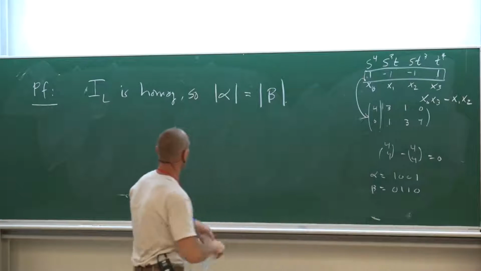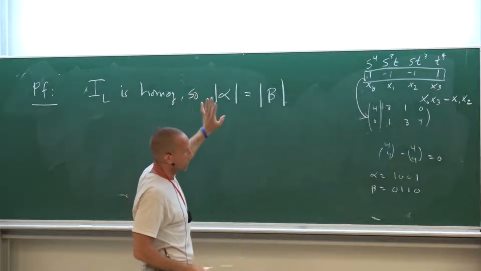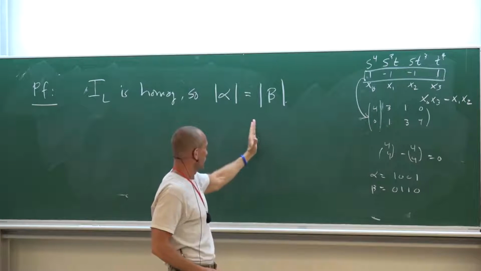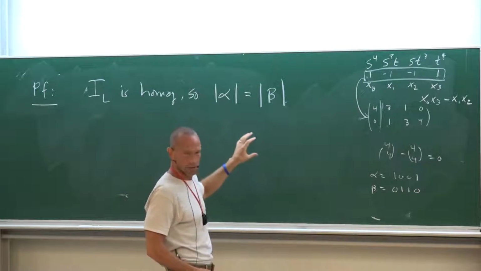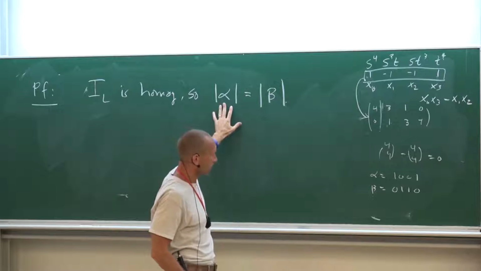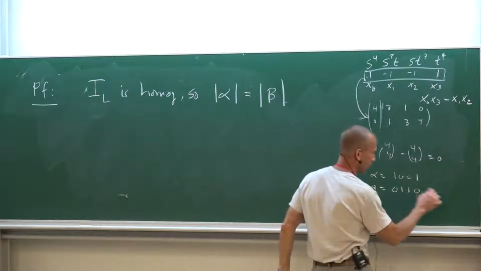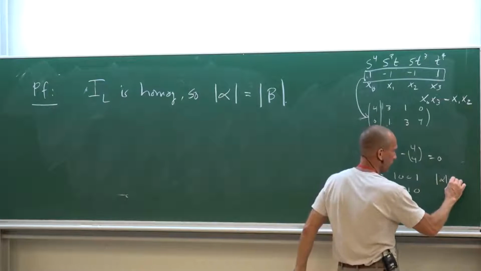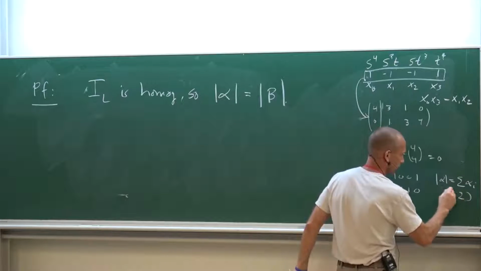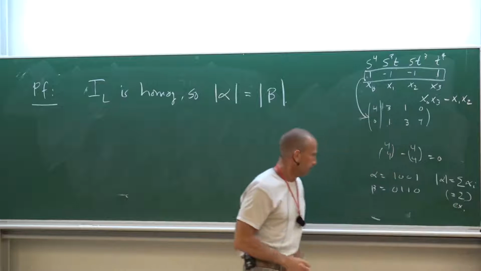It's this piece, and my beta would be 0, 1, 1, 0, right? And so that's it. I'm claiming, since it's homogeneous, anytime I have a homogeneous polynomial, each monomial has to have the same degree, right? So this condition means that the weight of alpha, the sum of the alpha i's, would be 2 for this example.